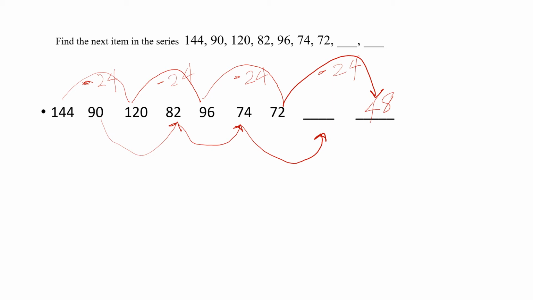Now, to go for the next set, we go from 90 to 82, that's a minus 8. From 82 to 74, that's a minus 8. And from 74 to the missing value, that's a minus 8. So 74 minus 8 will give us a value of 66. So the missing values in the given series will be 66 and 48.